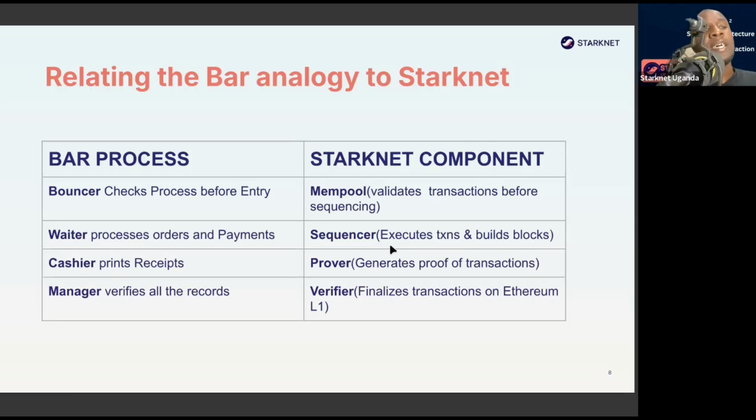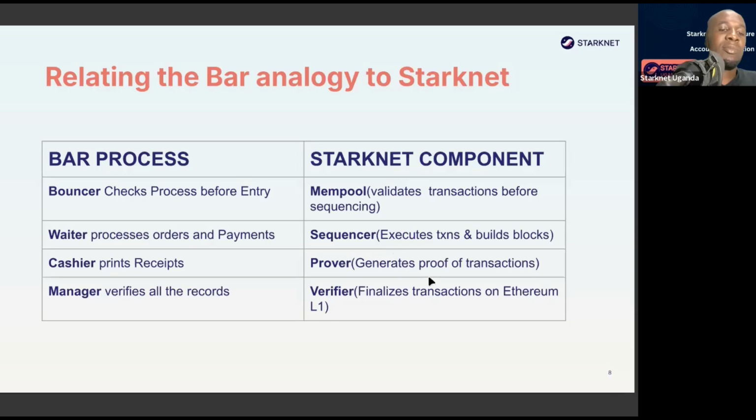So the last bit of it: the manager, just like in the bar analogy, verifies all the records at the end of the day. The manager has to ensure that on this day, these were the orders that we got, and this is how much we made. Now the verifier does the same thing. It finalizes transactions and settles them on Ethereum.